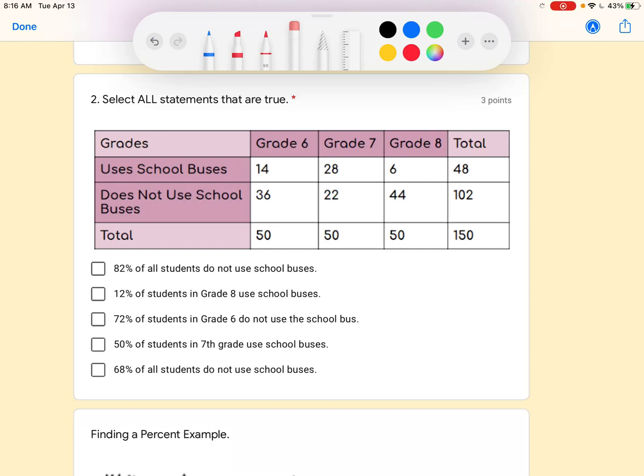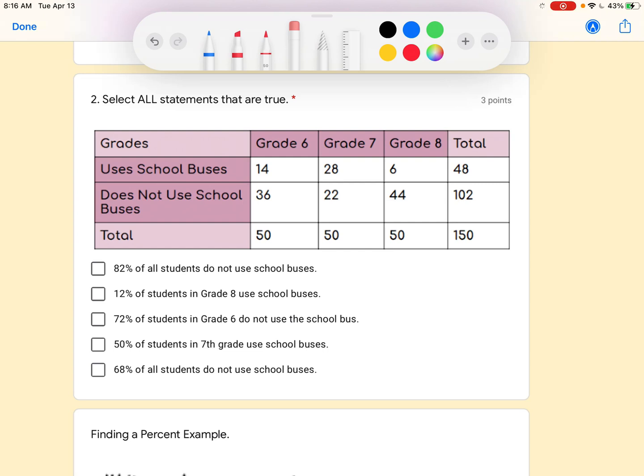All right, guys, I wanted to give you a quick refresher just on this problem. I know this is something we've worked on very frequently, and we've just worked on this in this current unit. So it says select all statements that are true. We're given a table that shows the different grades, 6th, 7th, and 8th, and the number of students that use the school bus and do not use the school bus.